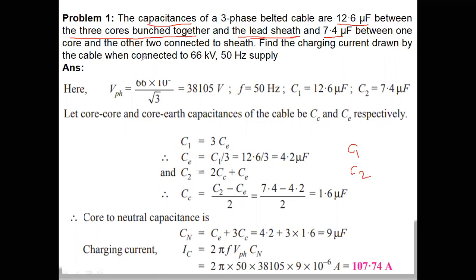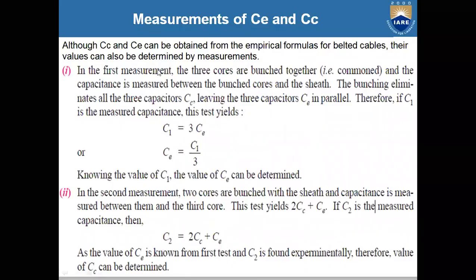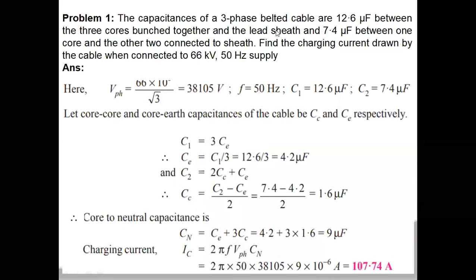Find the charging current drawn by the cable when it is connected to a 66 kV, 50 Hz supply. So in the given problem, the measurement values are given. These two measurements were done, and the values of C1 and C2 are given. C1 is 12.6 microfarad and C2 is 7.4 microfarad, and the operating voltage is 66 kilovolts. This is the line-to-line voltage. For the per phase value, V phase is equal to 66 into 10 cube by root 3, which is 38105 volts, and the frequency is given as 50 Hz. So these are the given values.